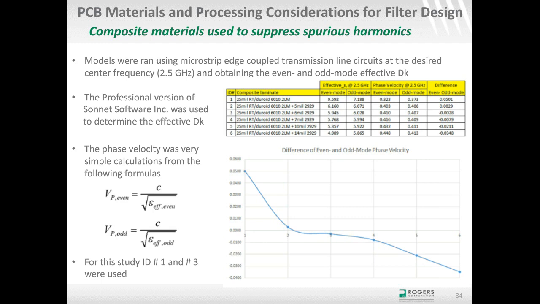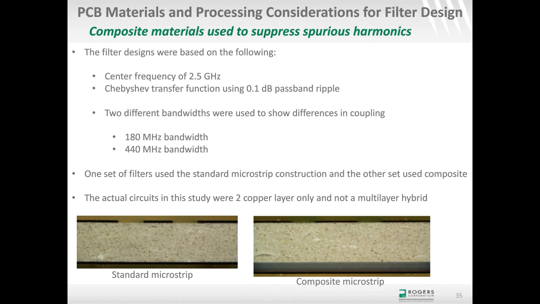So the filter design itself was centered at 2.5 gigahertz. I used a Chebyshev transfer function with a 0.1 dB passband ripple. And also to show the differences in coupling, I decided to design this filter with 2 different bandwidths. One filter design had 180 megahertz bandwidth. Another filter design had 440 megahertz bandwidth.